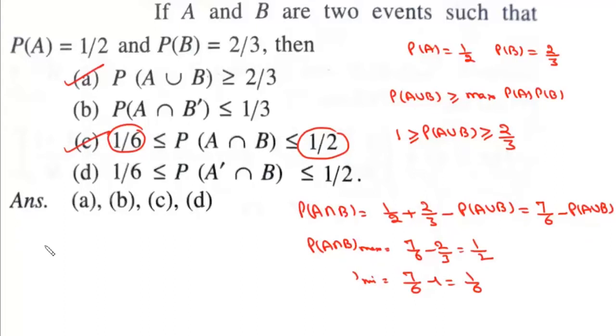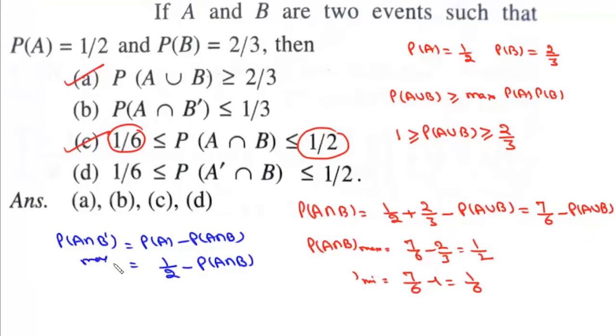Now we look at this option B. This is probability of A intersection B naught, and it is probability of A minus probability of A intersection B. Now probability of A is 1 by 2 minus probability of A intersection B. Now it will have its maximum value when A intersection B is minimum. Its minimum value is 1 by 6. So we put 1 by 2 minus 1 by 6, it will be 3 minus 1 by 6, so it will be simply 1 by 3. That means this option B is also correct.